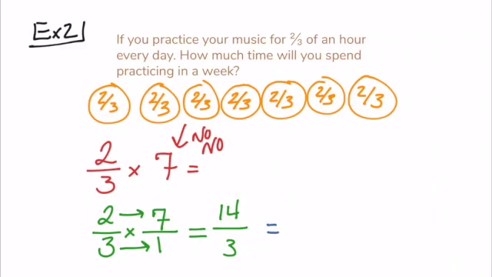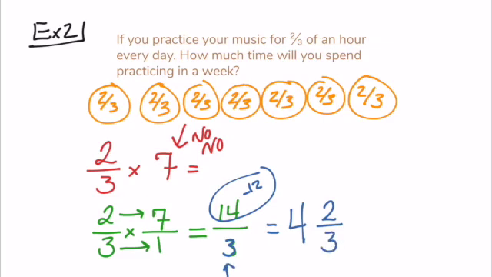So how many 3s can we get out of 14? Well, I know that 3 times 4 is 12. So I can get 4 whole 3s out of there. And if I do that, 3 times 4 is 12. So I'm taking away 12 little pieces from 14. And 14 minus 12 is 2. We have 2 little pieces left. And in this problem, our pieces are thirds. So my final answer is 4 2/3.